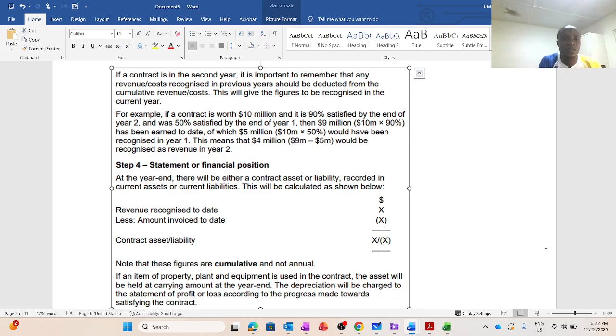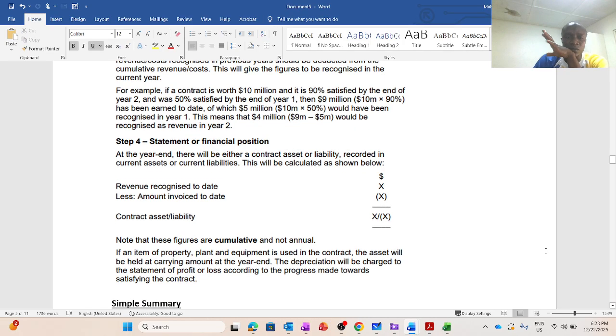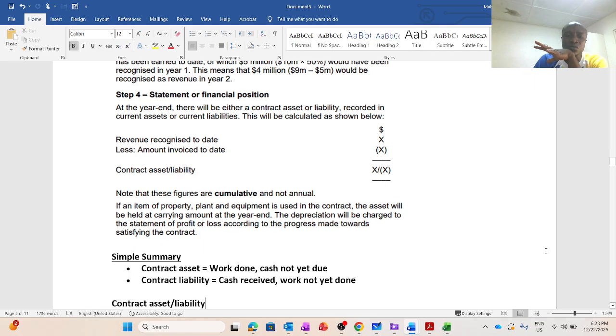And alternatively, if the customer has invoiced us more than the progress we have completed to date, then it is a liability to the construction company because we have not yet completed the work based on the revenue, based on the actual cash that we have received. Note that these figures are cumulative and not annual. We don't have anything to worry about it. So let's look at this simple summary so we can understand the distinction between contract asset and contract liability.